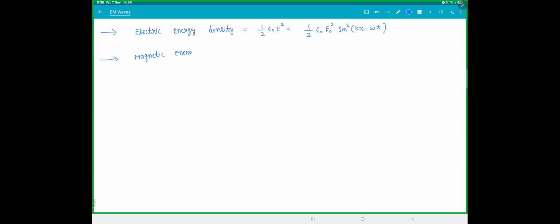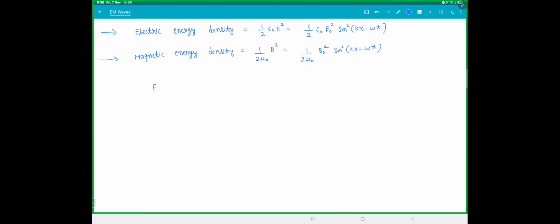Similarly, we have magnetic energy density. One by 2 mu naught B square. We saw this thing in inductors. This will be sine square kx minus omega t.